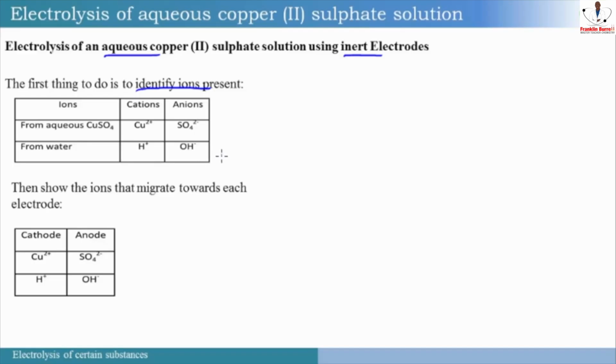The next thing that we are going to do is to look at migration. What is going to happen when the switch is turned on? Now, what do I mean by that? Let's say we have a circuit here. And this is our electrochemical cell.